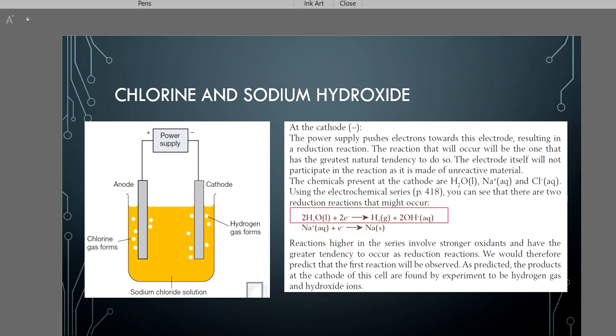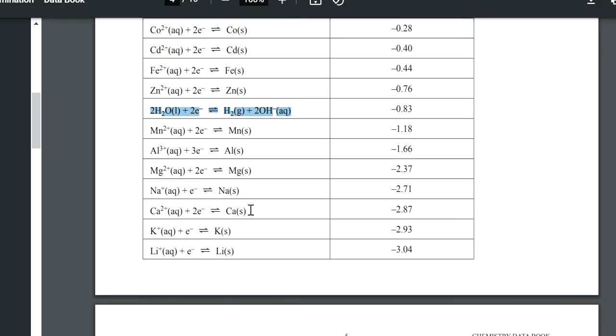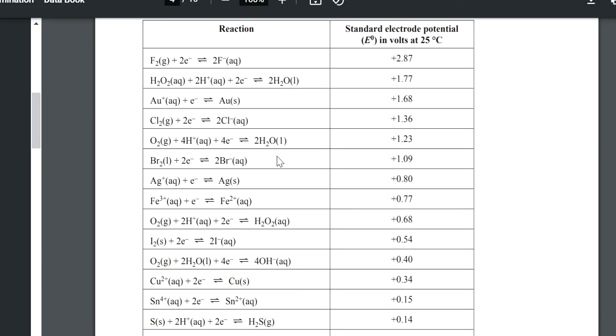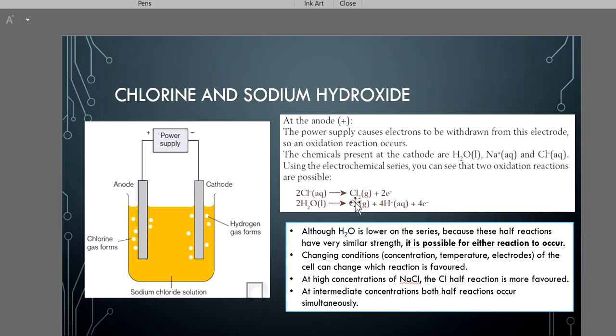Undergo reduction at your cathode. If we have a look at the anode, as we looked at for the series, I'll just bring it back up so everyone's really clear. We're looking at these two half reactions here and how similar they are in strength. So water can oxidize and technically will, according to the series, in preference to chlorine.